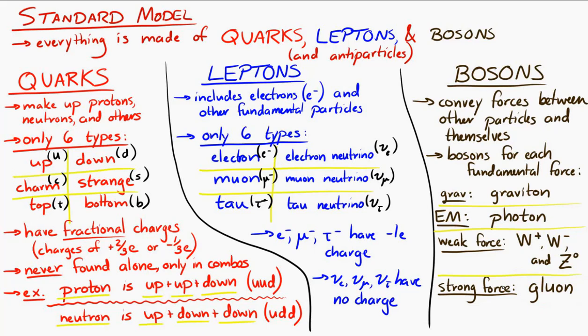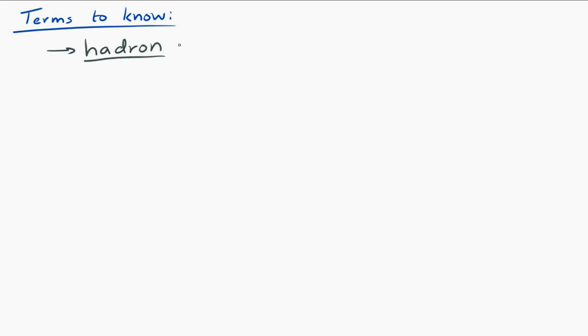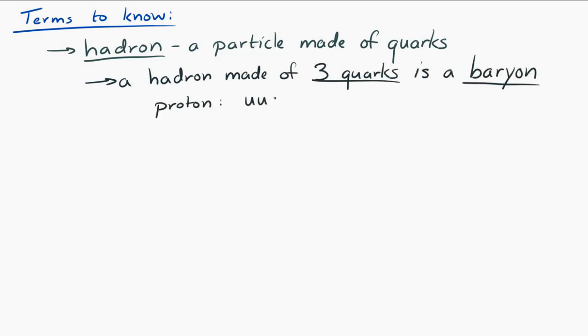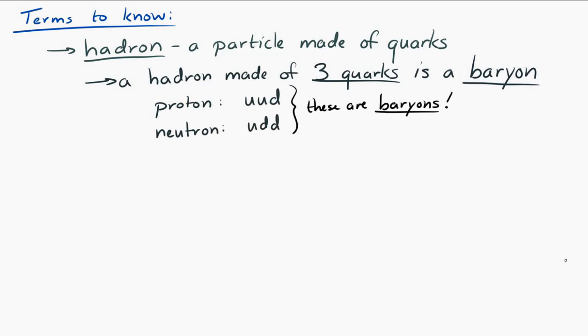So let's go through some of the details of this. Those are the fundamental particles in the Standard Model. And we have a couple of terms that you need to be familiar with. Any particle made up of quarks is called a hadron. So if something is made up of quarks, it's a hadron. A hadron which is made up of 3 quarks is called a baryon. So protons and neutrons are baryons, because a proton is made up of two ups and a down. A neutron is made up of an up, a down, and a down. 3 quarks, that type of hadron is called a baryon.